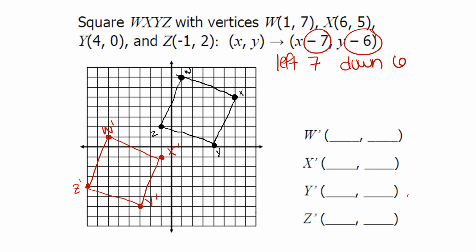W is now at -5, 1. Excuse me, that should be -6 and 1. My apologies. X is at -1, -1. Y is at -3, -6. And Z is at -8, -4.